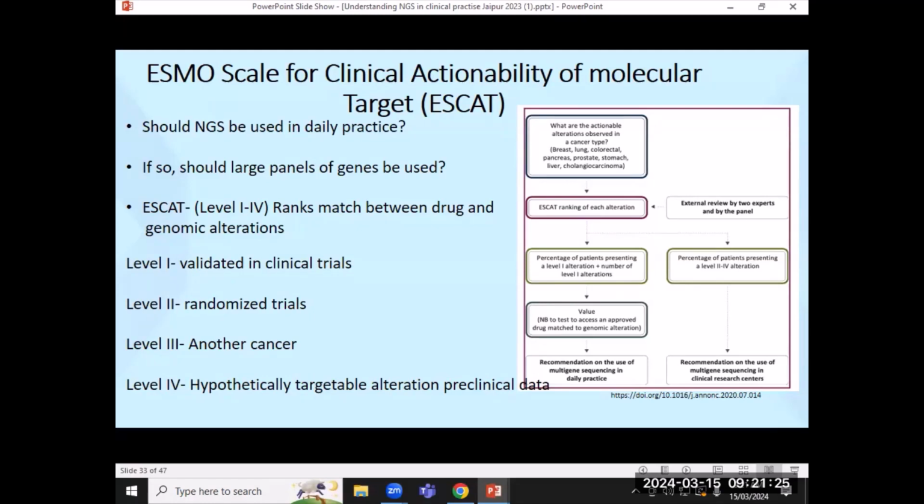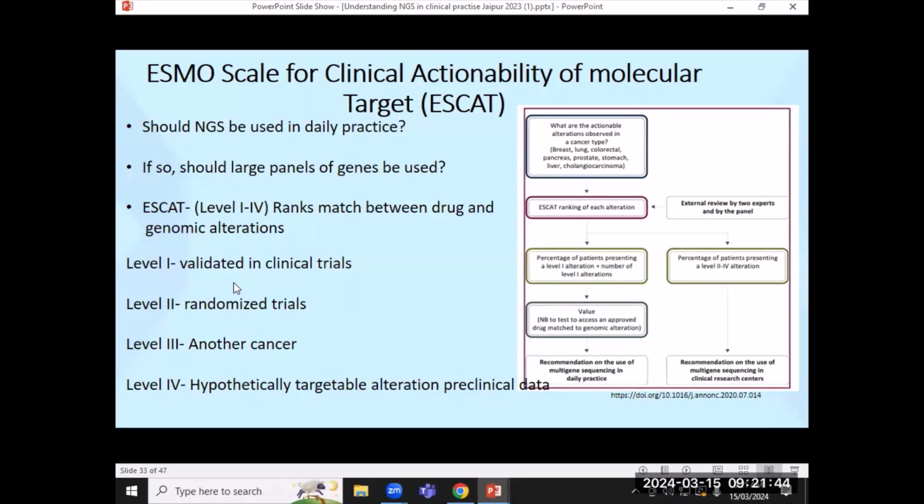Should NGS be used in daily practice? If so, should large panels of genes be used? So there is again an ESCAT level, like the tier 1, 2, 3, 4 classification of the AMP and ACMG guidelines. Even ESCAT takes the same thing. So what do levels 1 to 4 rank? The match between the drug and the genomic alterations.